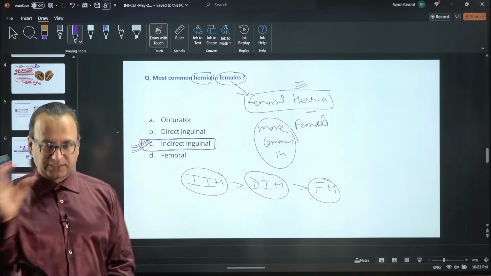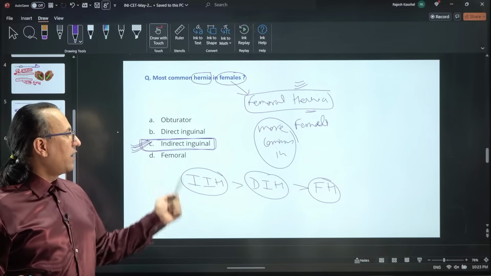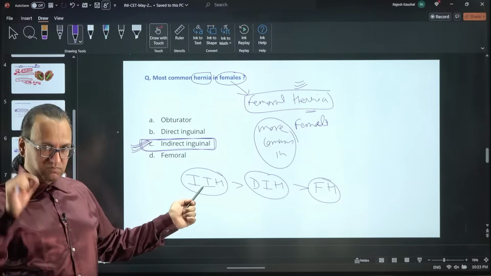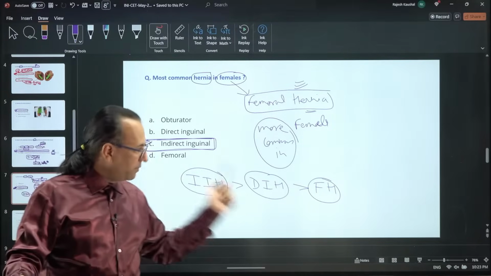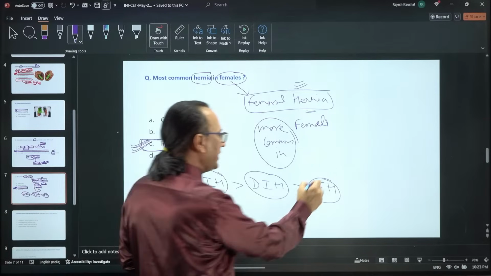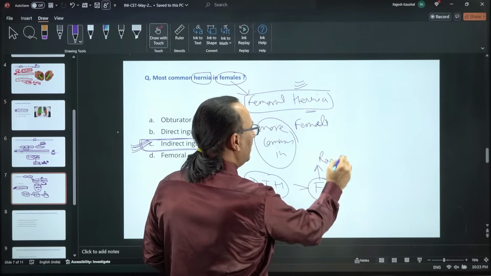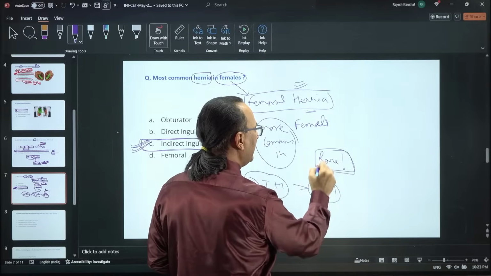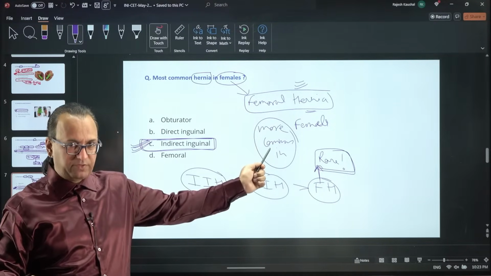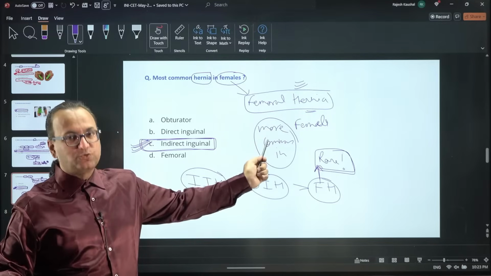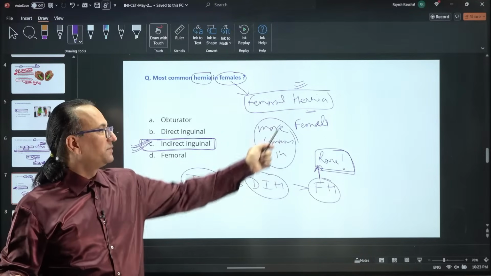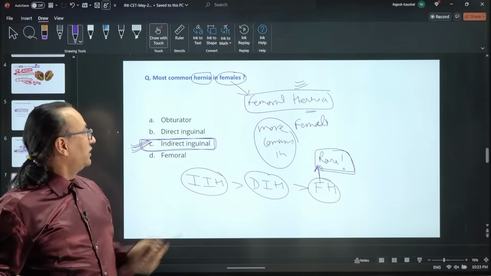Indirect inguinal hernia is most common in both male and female, more common than direct inguinal hernia, and it is still more common than femoral hernia. Femoral hernia is very rare, but if somebody has a femoral hernia, there are more chances that it is a female, because females have a wider pelvis and the femoral canal is wider, and they have more chances of intestine or omentum moving into it. So this is your answer.